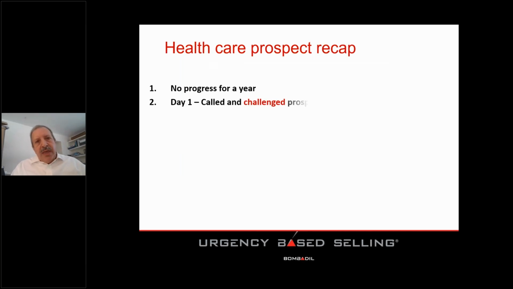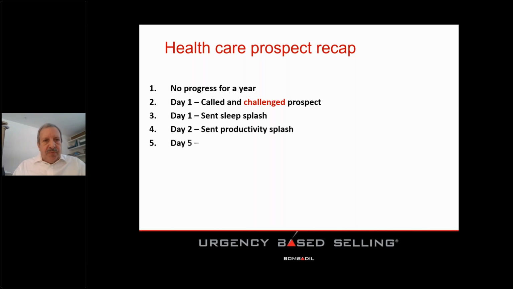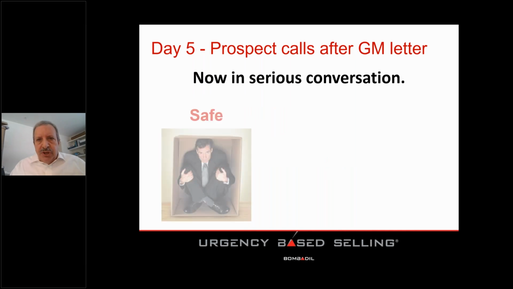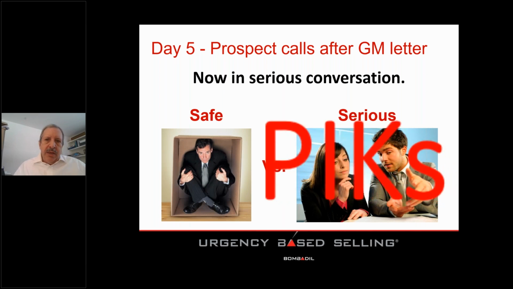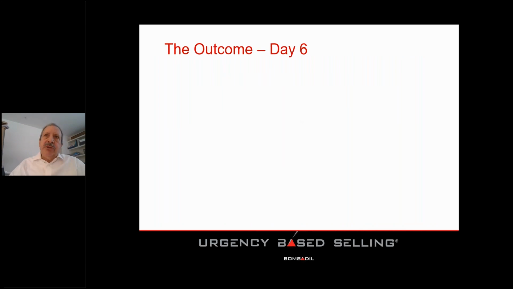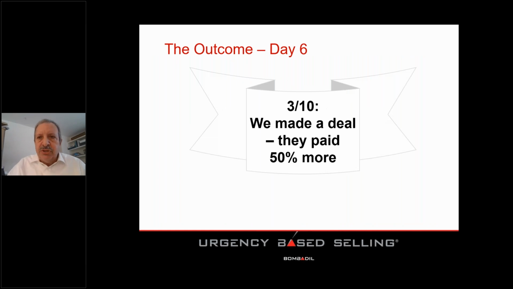So let's do a recap here. Nothing happens for a year. Day 1, we call and challenge the prospect's thinking. We sent the sleep splash. On day 2, the productivity splash. On day 5, the GM letter. What happened? The prospect calls us after receiving the GM letter, and now we're in a serious conversation. Why? Because we received what we call a PIK, a payment in kind. So this prospect, who for a year has been telling us you're all the same, you're a commodity, the combination of the type 3 knowledge and the interest shown by a higher level executive pulled that prospect into the conversation. And what happened on day 6? On day 6, we made the deal. We closed the sale, and they paid 50% more a night for a room.